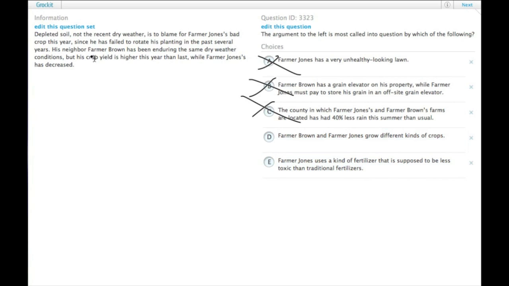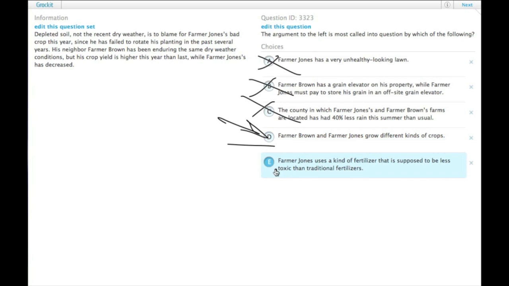The evidence used to decide that Farmer Jones's lack of crop rotation is at fault is based on a comparison to Farmer Brown. If Farmer Brown grows different crops, he or she is no longer as valid a comparison and is not as good evidence that Farmer Jones's crop rotation is the problem. So this is really tempting.